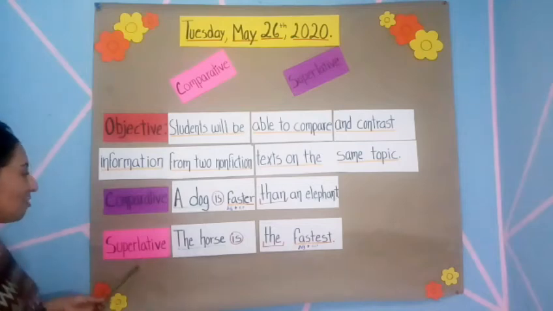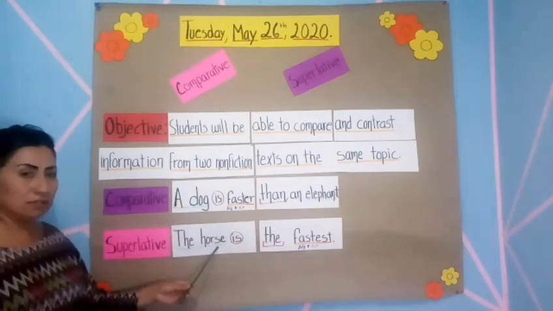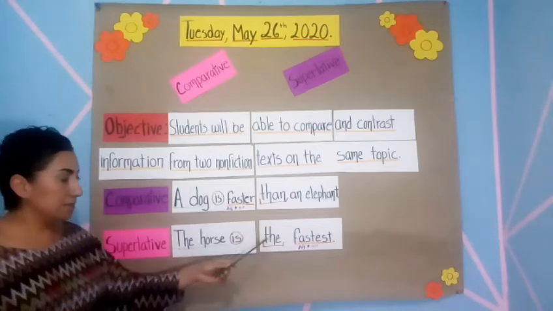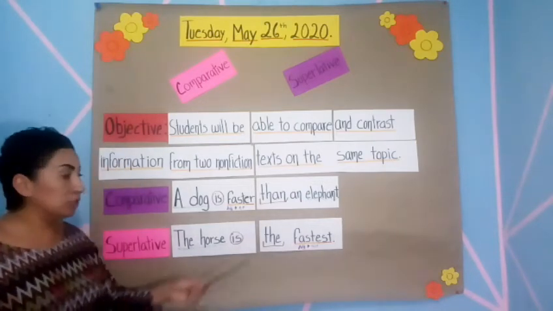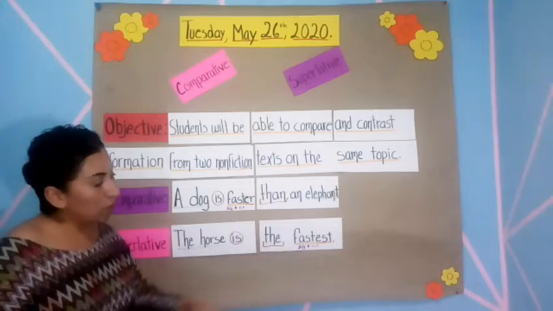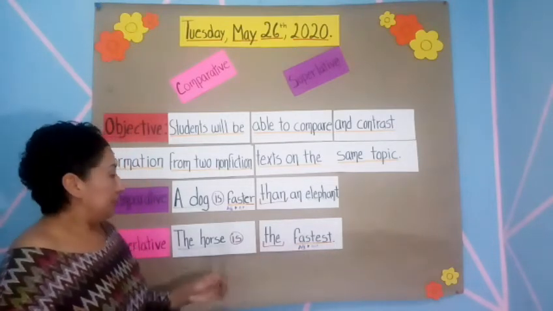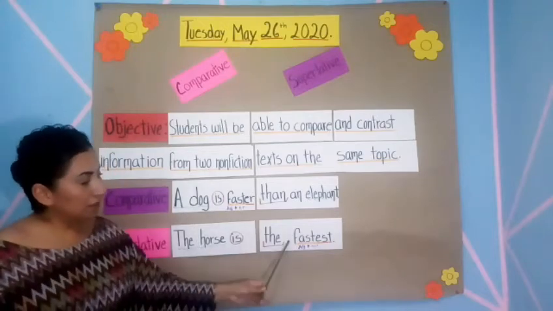In the superlative form, we have the noun, the horse. In second place, we have the auxiliary is, and later we have the article the. And last one, we have the adjective plus est. The horse is the fastest.